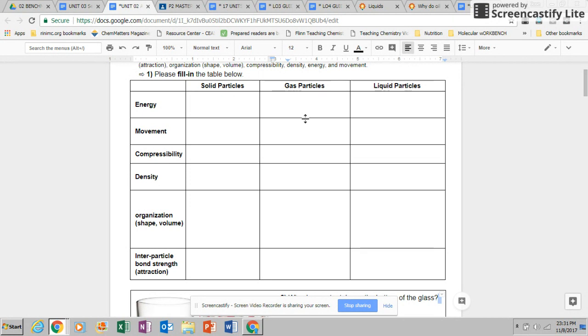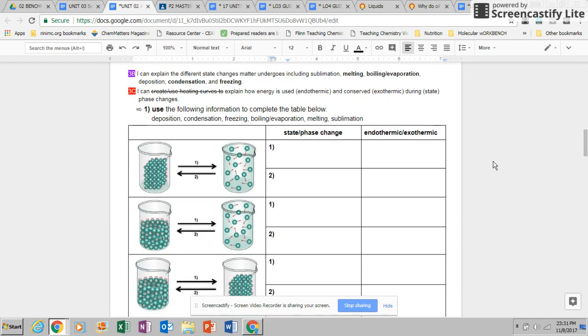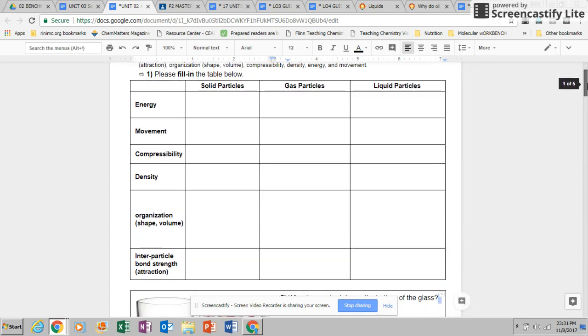They move very randomly and all over the place due to the fact that they have a lot of space between them. You can push them together. You can squeeze it together, or you can compress it. Very compressible. Density, very low, because the gas particles are very far from each other, so they're not really tightly packed. Organization, not really organized at all. And interparticle bond attraction, they don't have a lot of attraction. That's one of the reasons why they have the other properties.